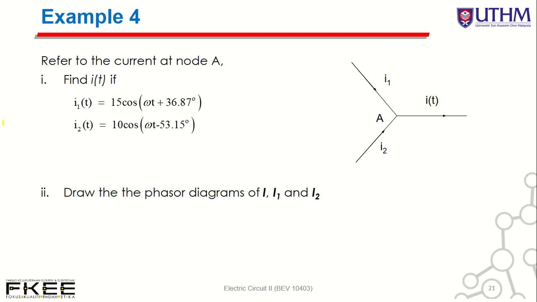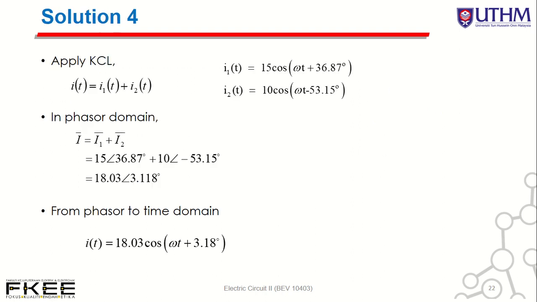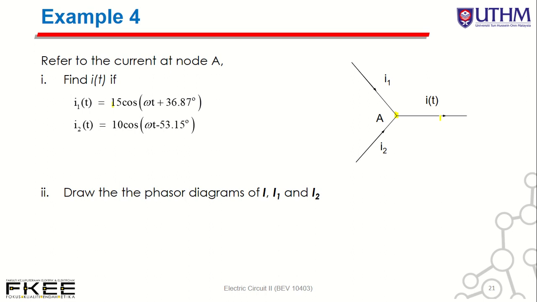Okay, let's say refer to the current at node A. Let's say this is a node A. We have a current entered I1, I2, and current out equal to IT. Let's say so I1 is given. Okay, this is I1, I2 is given. So the question is find IT. Okay, of course IT, you know that IT equal to summation of I1 plus I2. Okay, so summation of I1, I2.